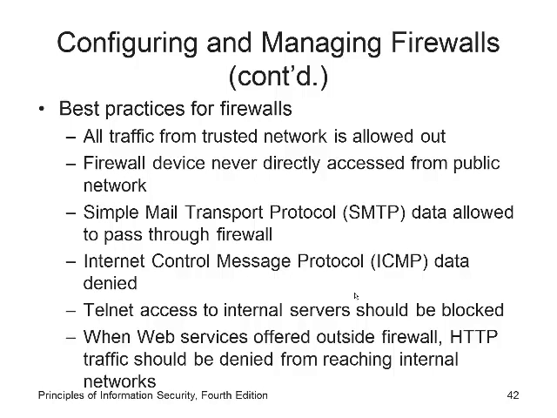Alright, best practices. All traffic from a trusted network is allowed out. What that means is internal traffic should be allowed out. Now, we don't allow everything out, but that's a best practice. Okay. Firewall device never directly accessible from the public network. You should not be able to configure the firewall from outside. Okay. SMTP, which is email, is allowed to go through the firewall. And we don't do that here, but again, we have some special rules here.